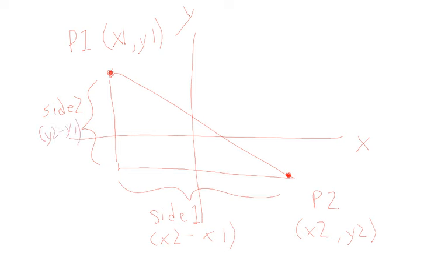Okay, and now the distance can simply be the square root of side 1 squared plus side 2 squared. Okay, so conceptually it's very simple. Right? Now, how do you get a computer program to do it?